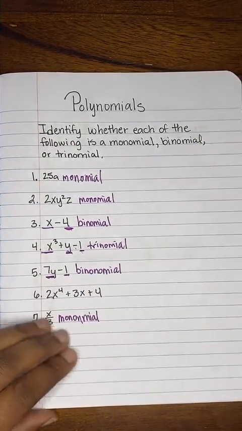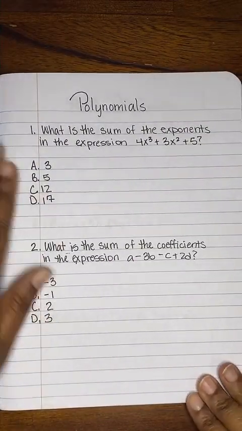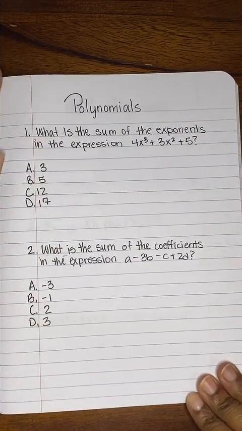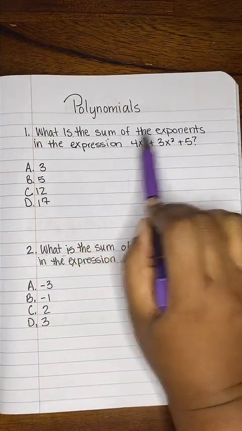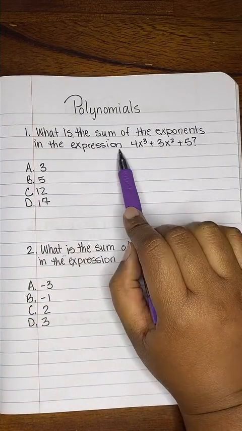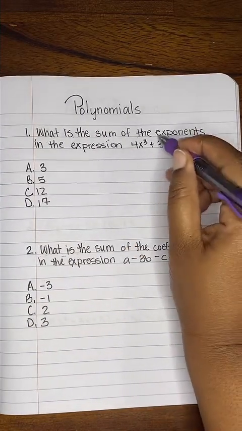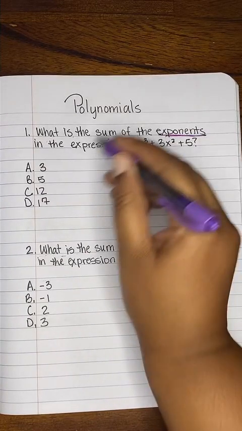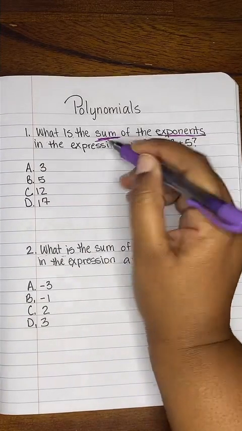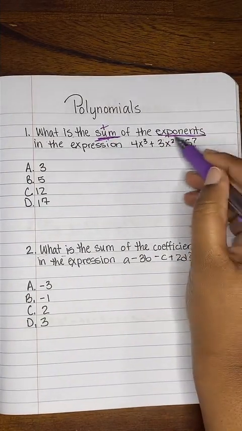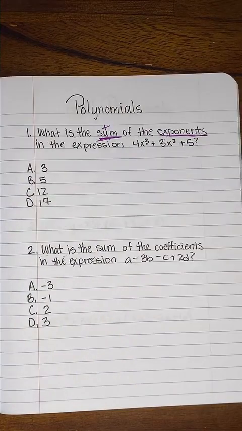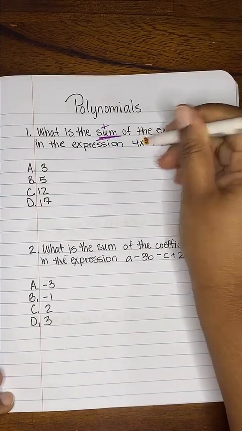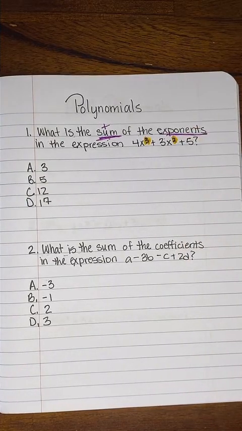Excellent. All right, so let's see what it would look like on the GED, how they would ask you this. Here it says, what is the sum of exponents in the expression? This is important: exponents and sum. Remember, sum is plus, and exponents are these powers up here. Let me highlight the exponents. And variables are just letters.